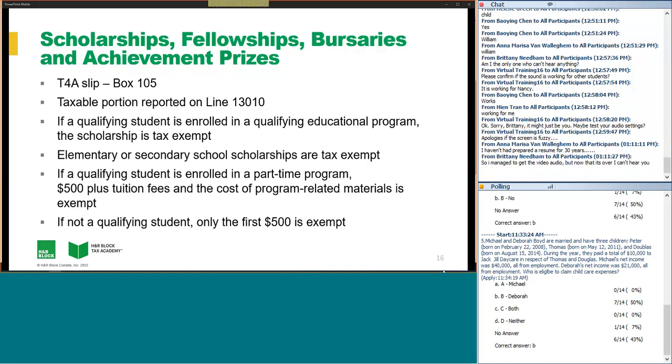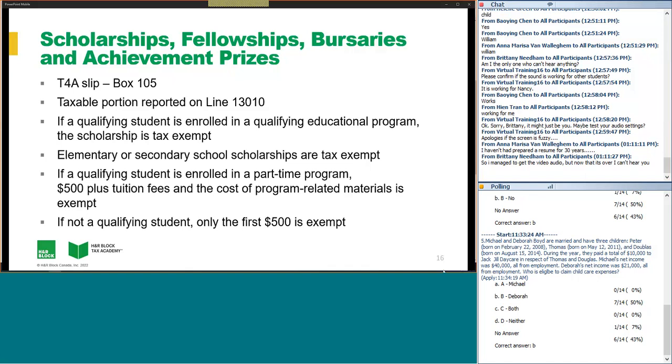But the broad strokes rule is everyone is exempt for $500 if they are a qualified student or if they're in a qualified program. Okay? And then if you're not a qualifying student, that's all you get. And then if you're in a part-time program, you're entitled to the $500 exempt portion plus your tuition fees and the cost of your program-related materials.